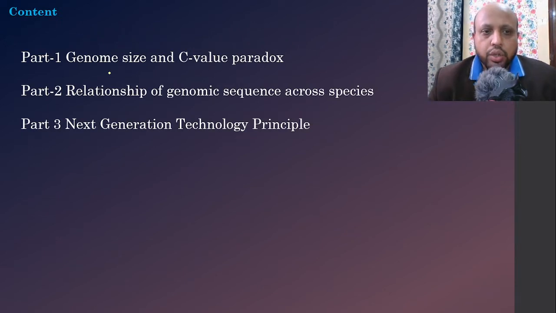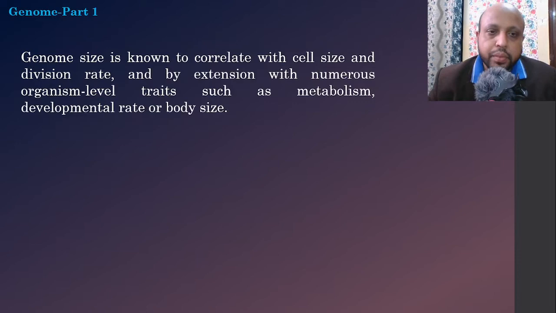So the first video will be on genome size and the C-value paradox, what it means. The second one is again a short video on the relationship between the genome sequence across the species, and here the focus will be on the eukaryotic system. And the third one is an introduction to NGS technology, what it can do. So let's look into the first video.